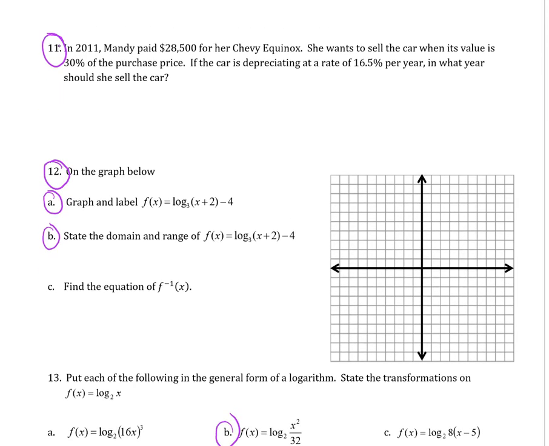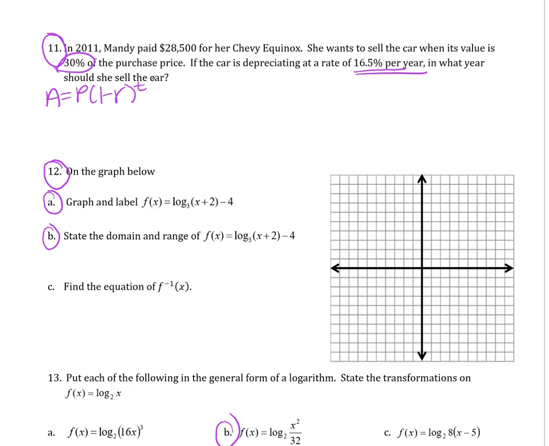All right, next, number 11. Mandy paid $28,500 for a Chevy Equinox. She wants to sell the car when its value is 30% of the purchase price. If the car is depreciating at a rate of 16.5% per year, in what year should she sell her car? So we're talking depreciation. This is our formula. It's just decreasing.